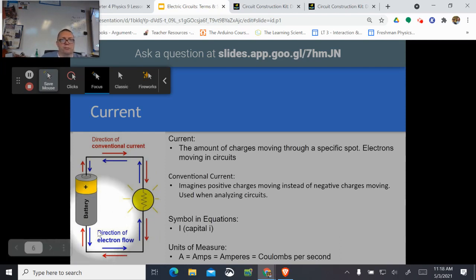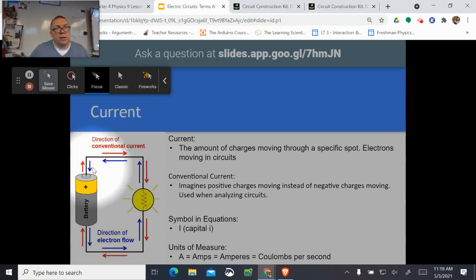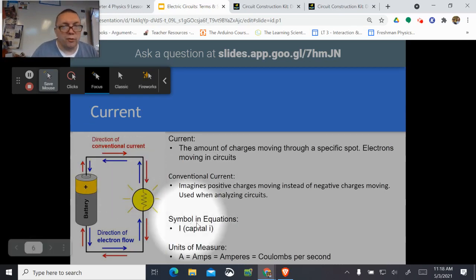Well, talking about the negative charges moving, it's the truth. It's what really is happening in these cases. But so many people already talk about conventional current that we just don't change. So there's that. The symbol for current in circuits is a capital I.